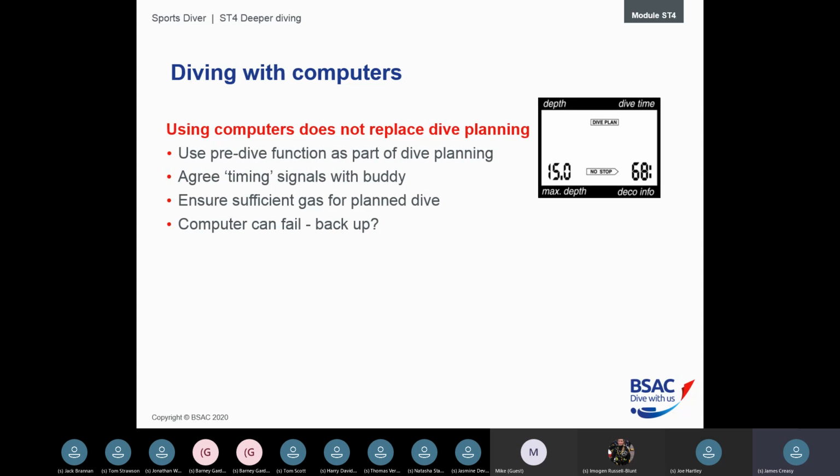Your computer can fail, so do you take a backup? Do you take a backup computer, or do you make a plan and then take the plan with you as well, on a slate, so that if your computer fails, you can stick to the plan?